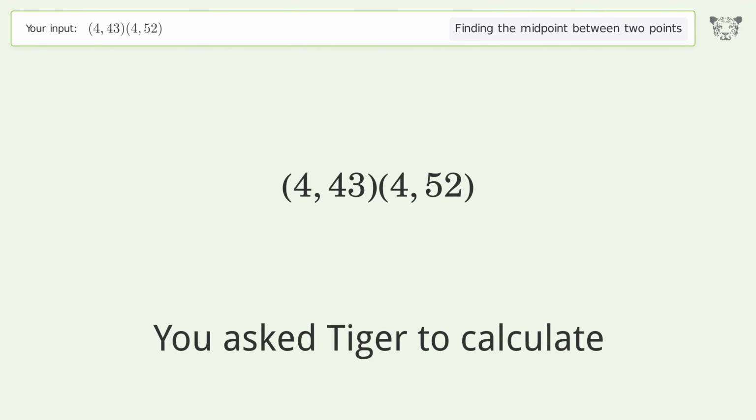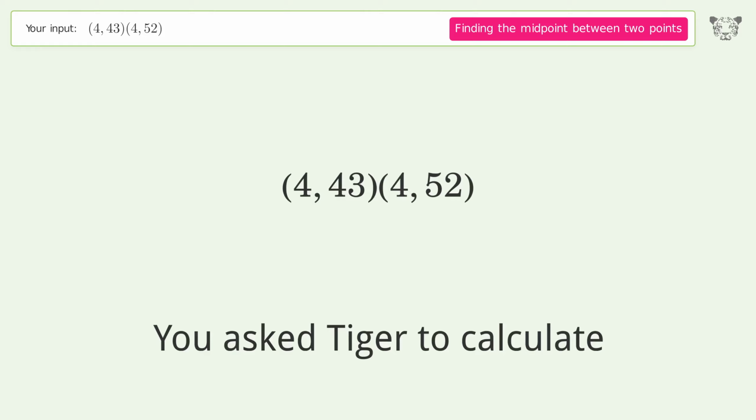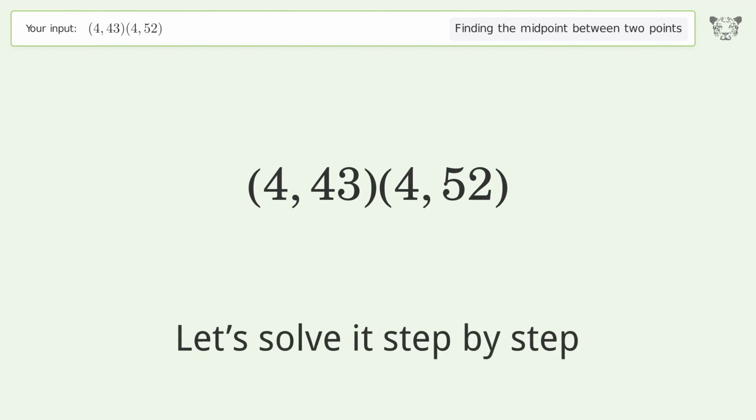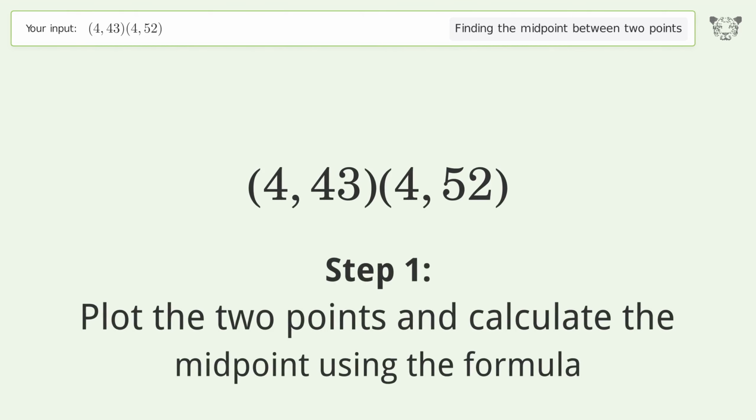You ask Tiger to calculate. This deals with finding the midpoint between 2 points. The midpoint between the 2 points is 47.5. Let's solve it step by step. Plot the 2 points and calculate the midpoint using the formula.